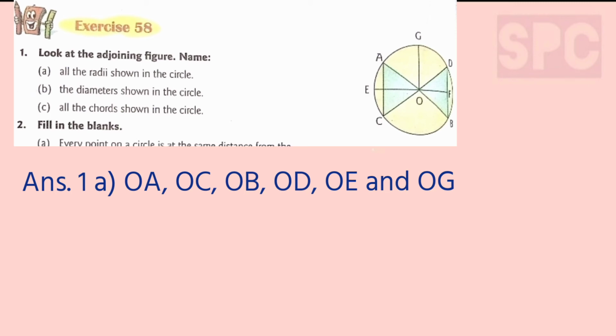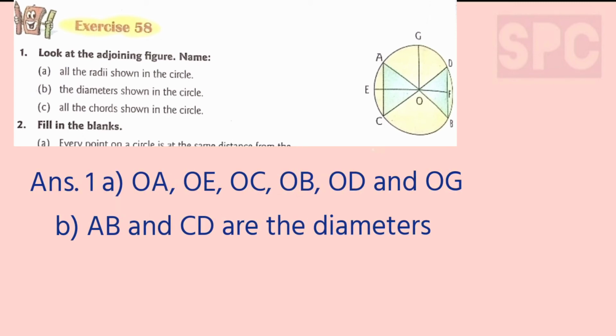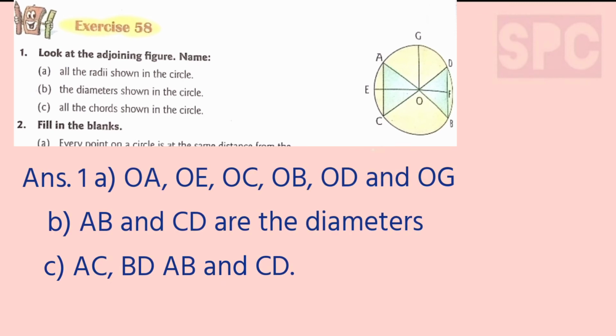Part B. The diameters shown in the circle. So we all know the diameter is the longest chord that passes through the center. So in this figure we can clearly see that AB and CD are the 2 diameters of the circle. Part C. All the chords shown in the circle. So here the chords are AC, BD, AB and CD. These are the different chords of this circle.